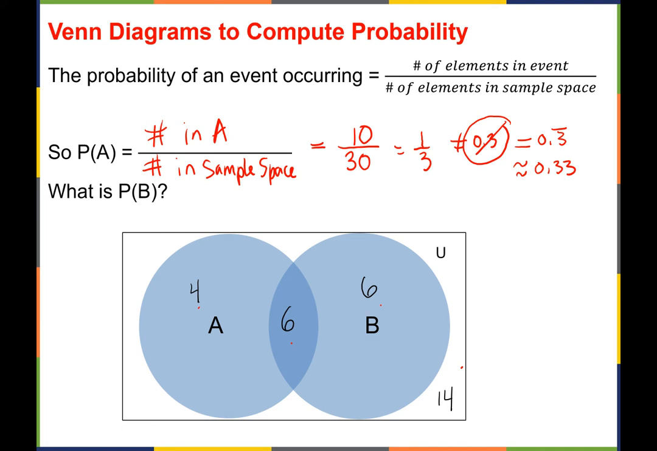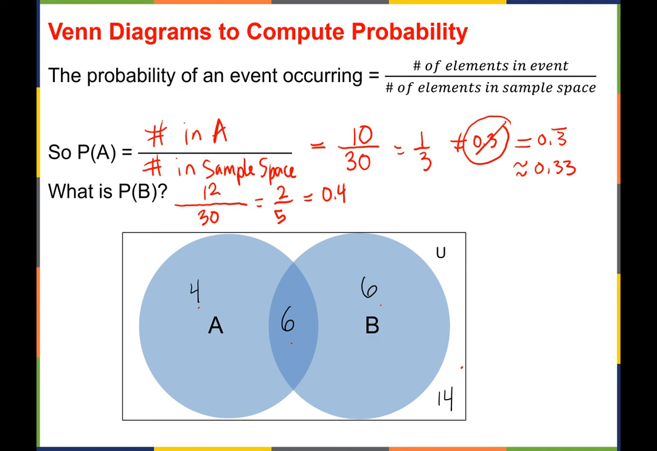All right, I want you to pause the video right now, and figure out what is the probability of B occurring. All right, did you come back? Well, there's 6 and 6, so 12 total elements in B out of our 30 in our sample space. So that's 12 out of 30. I think 6 goes into both of those. So 2 out of 5. And you can write that this is equal to 0.4 because it is equal exactly to 0.4.